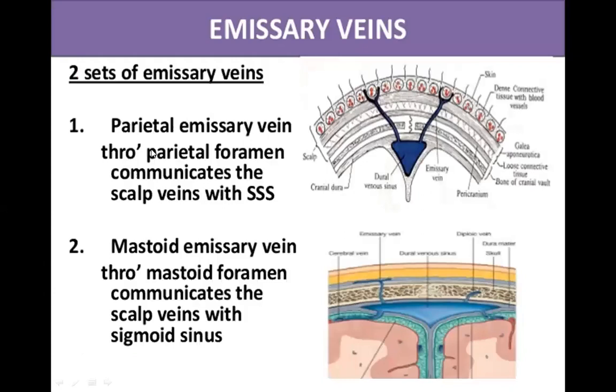There are two sets of emissary veins: the parietal emissary vein and the mastoid emissary vein. The parietal emissary vein passes through the parietal foramina and communicates the scalp veins with the superior sagittal sinus. Mastoid emissary veins pass through the mastoid foramen and communicate the scalp veins with the sigmoid sinus. So various sinuses are communicated by these emissary veins.